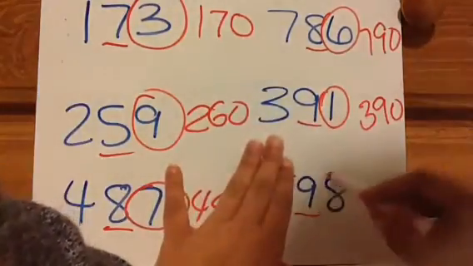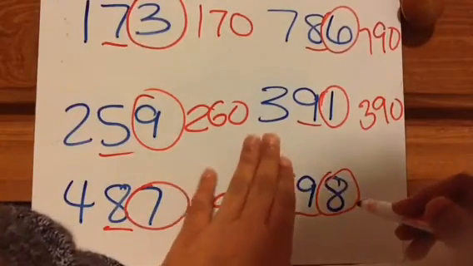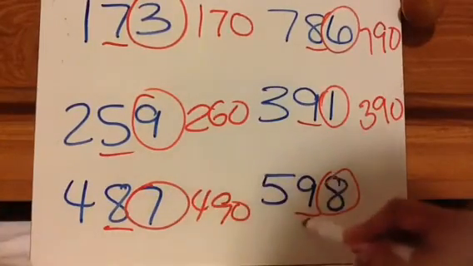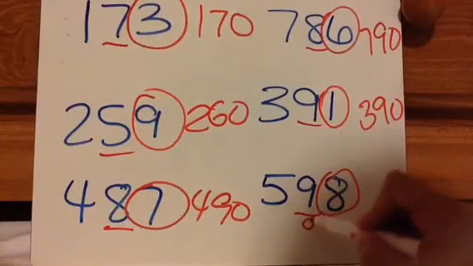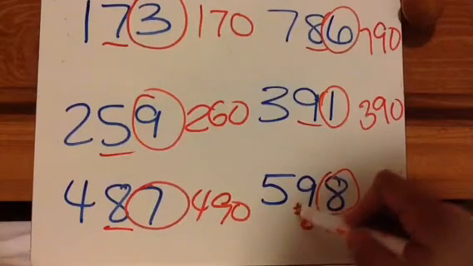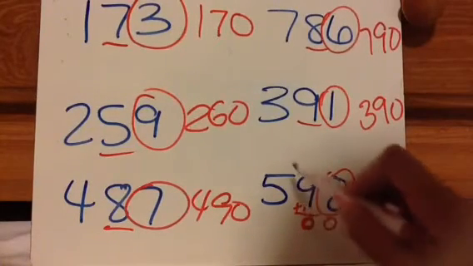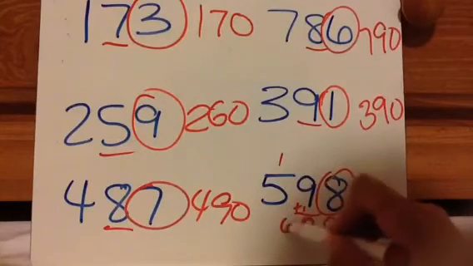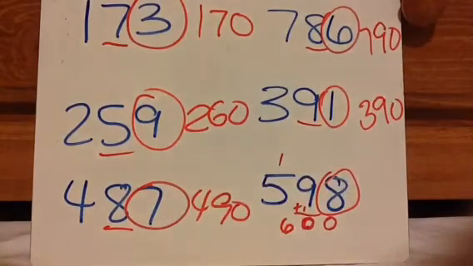Oh, here's a tricky one. 98 is closer to 100. So I'm going to change, add 9 plus 1. 9 plus 1 is 10. Carry the 1. 5 plus 1 is 6. So that actually becomes 600.